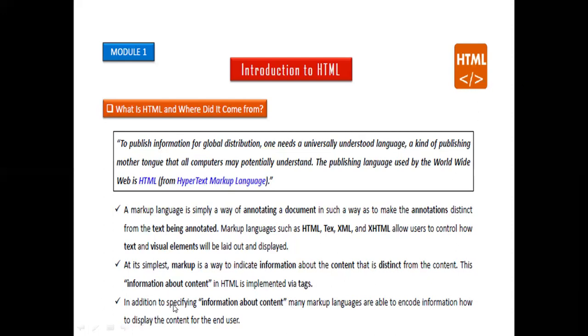In addition to specifying information about the content, many markup languages are able to encode information on how to display the content for the end user. So along with the information about the content that you are going to display, they also encode the information. Encode in the sense, I already told you in the V2 website we have two versions, Kannada and English. If you want to switch from English to Kannada, they use an encoded code, a unique code.